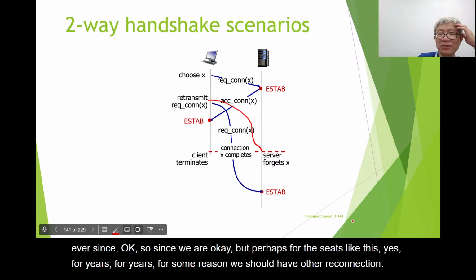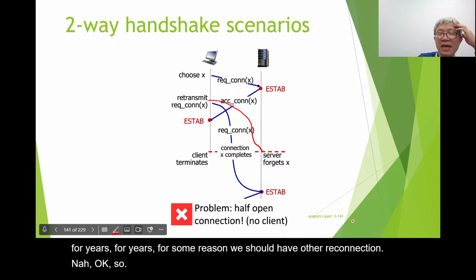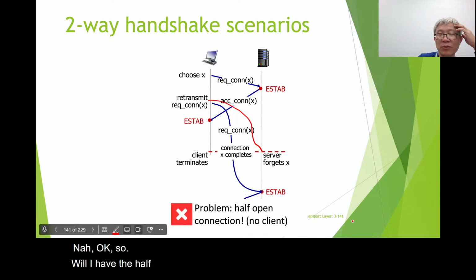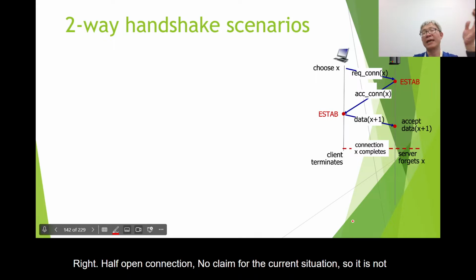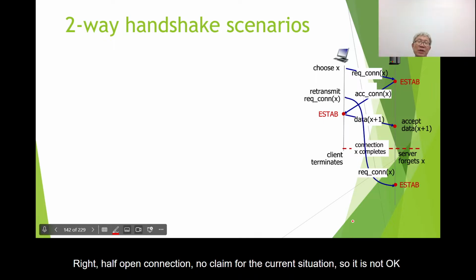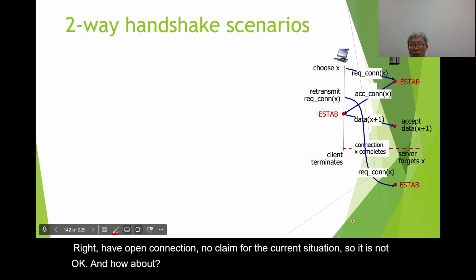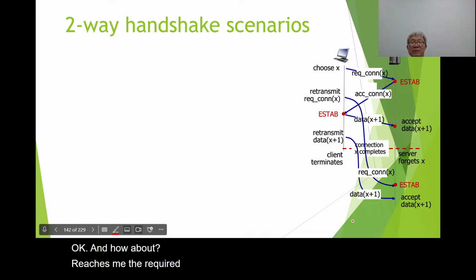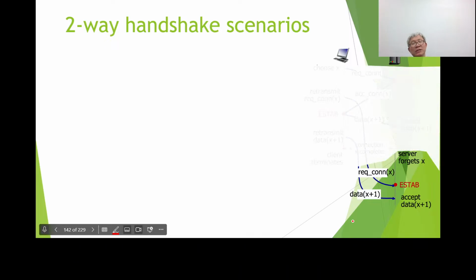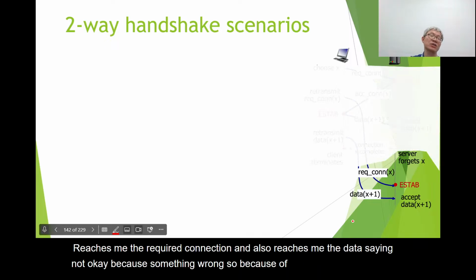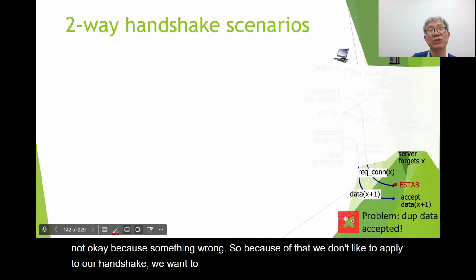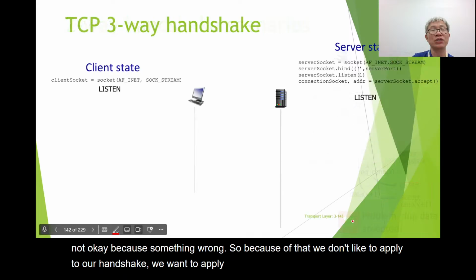Now, we will have a half-open connection. A half-open connection with no client in the current situation is not okay. And how about retransmitting the connection request and also retransmitting the data? Same, not okay, because something is wrong. Because of that, we don't want to apply a two-way handshake. We want the best one, so we accept the three-way handshake.